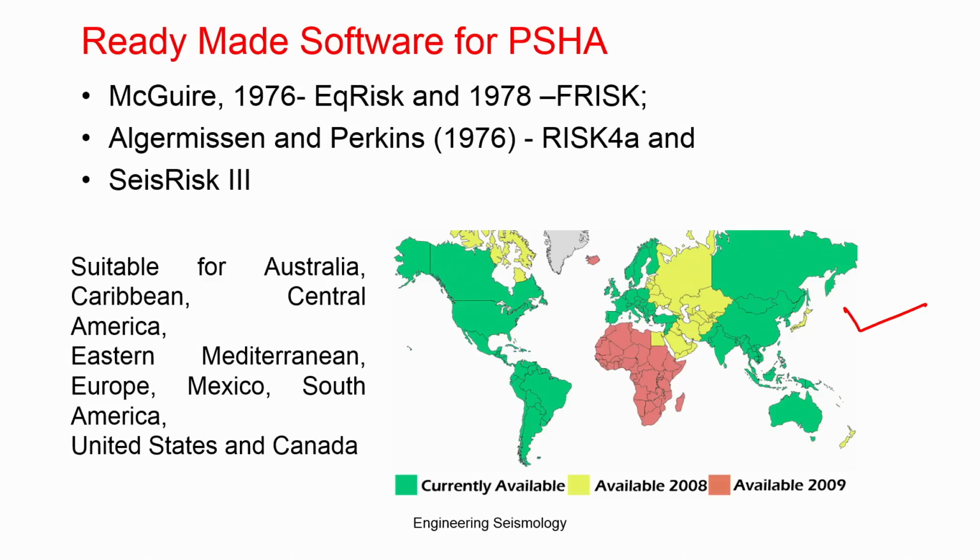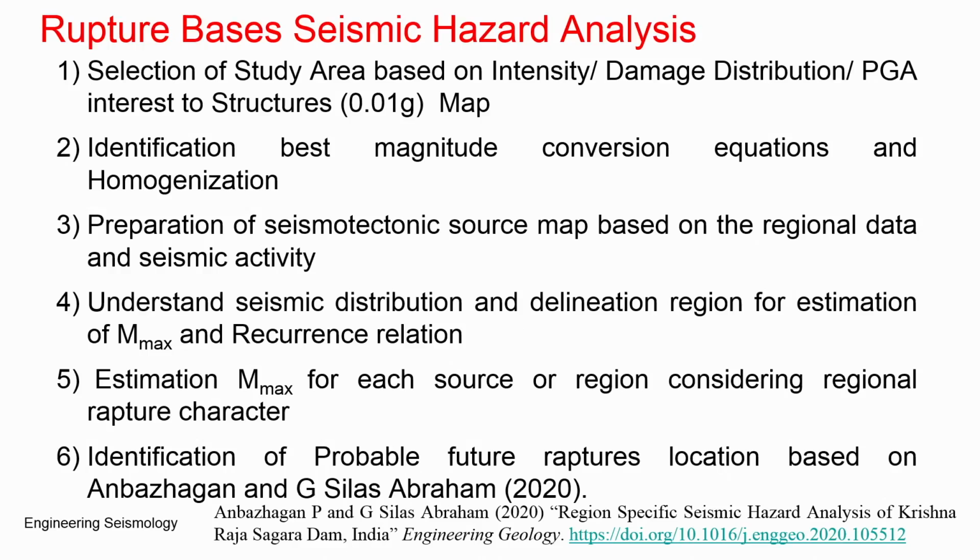So many times researchers, based on their experience and knowledge, end up using known information as the input, which gives some kind of output that is not realistically suitable to the region. In order to overcome that, we developed a rupture based seismic hazard analysis. The rupture based seismic hazard analysis takes care of each and every aspect of the hazard analysis by accounting for proper regional input. One of them is the selection of the seismic study area. So what do we do?